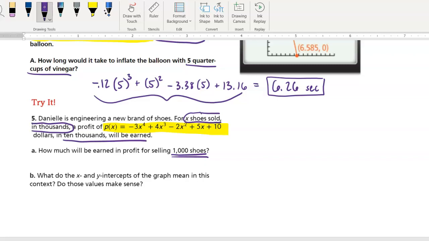So think about it. 1,000 shoes, X represents the number of shoes in thousands. So in this case, X would equal 1. That's very important. So we would replace X with 1 in this function. So we'd have negative 3 times 1 to the 4th, and so on.